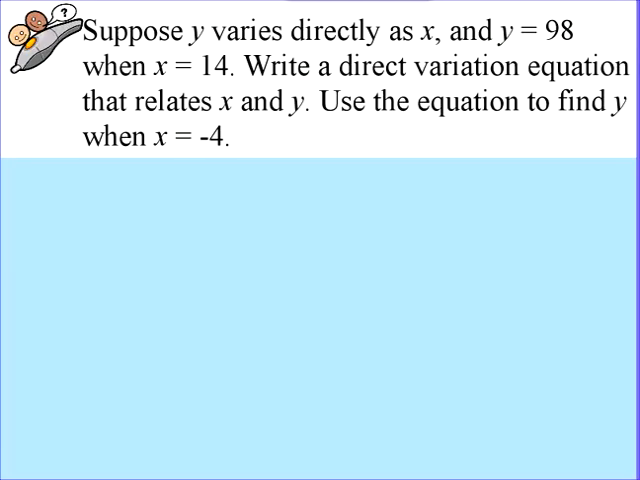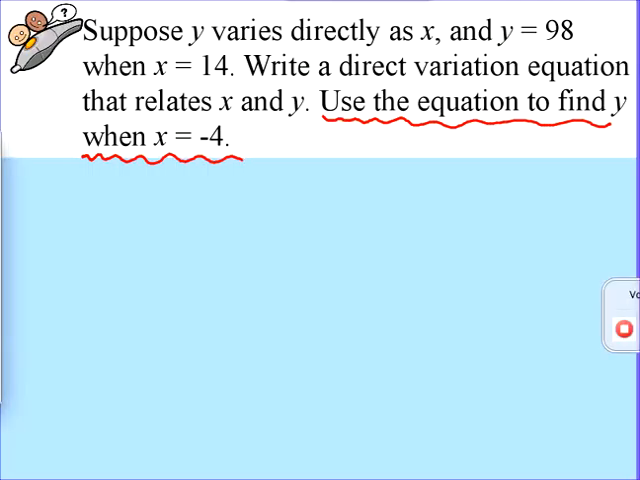Okay, suppose y varies directly as x and y equals 98 when x equals 14. Write a direct variation equation that relates x and y. Use the equation to find y when x equals -4. On your expression, you're going to enter in that very last answer.